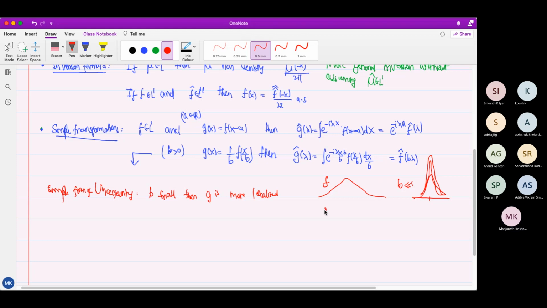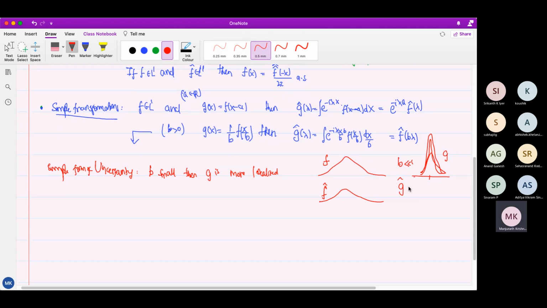But then f hat was the same one, right? Except that the scaling is different. But g hat, if you see, is f hat of b lambda. So that will be kind of spread out. So if you try to make f more peaked by changing scaling, then on the Fourier transform side, it will scale out, less localized. So this is also a manifestation, a very simple one, of the uncertainty principle.